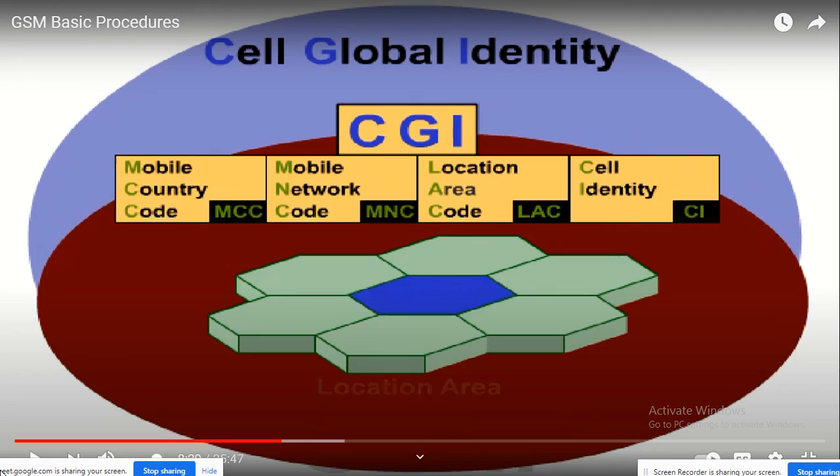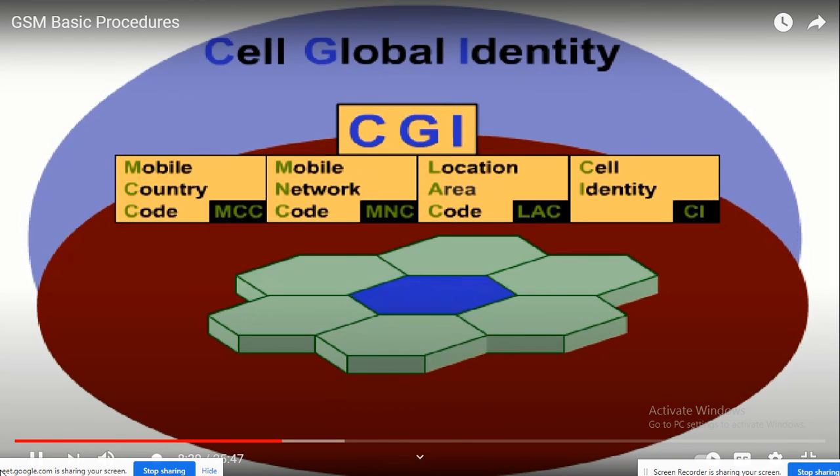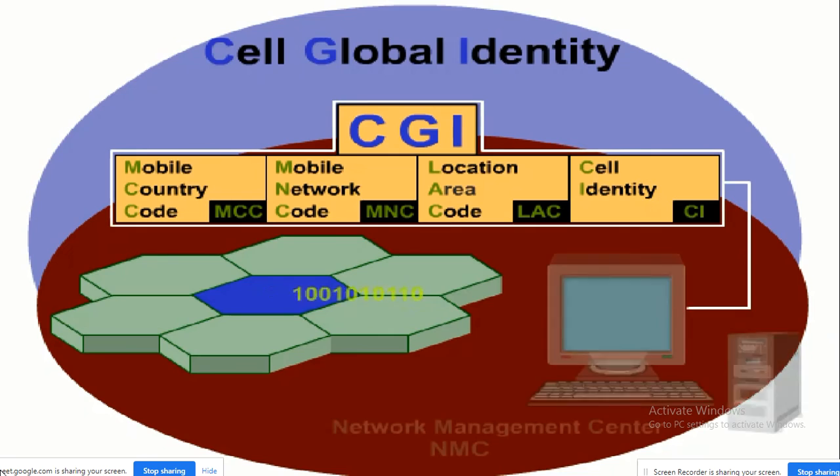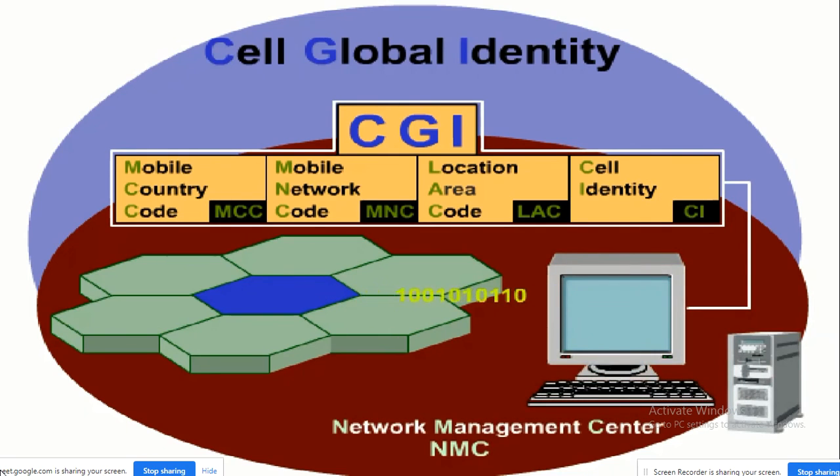How has a particular subscriber been identified? That could be done through this CGI, right? Where he was, how they identify the current location of the particular customer, that can be done through this very easily. Using this code, the traffic relevant to a cell, for example, can be evaluated statistically in the Network Management Center, NMC.